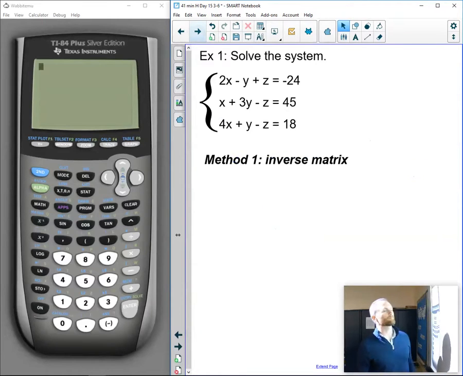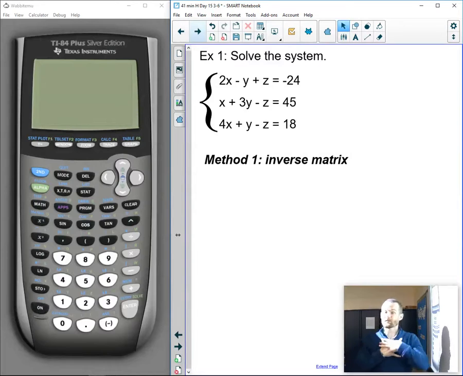Let's take a look at example 1. So example 1 says solve the system. We've got 2x minus y plus z equals -24, and x plus 3y minus z equals 45, and 4x plus y minus z equals 18. We're actually going to do this problem two different ways. I'm going to show you two different graphing calculator methods using matrices to solve this system.